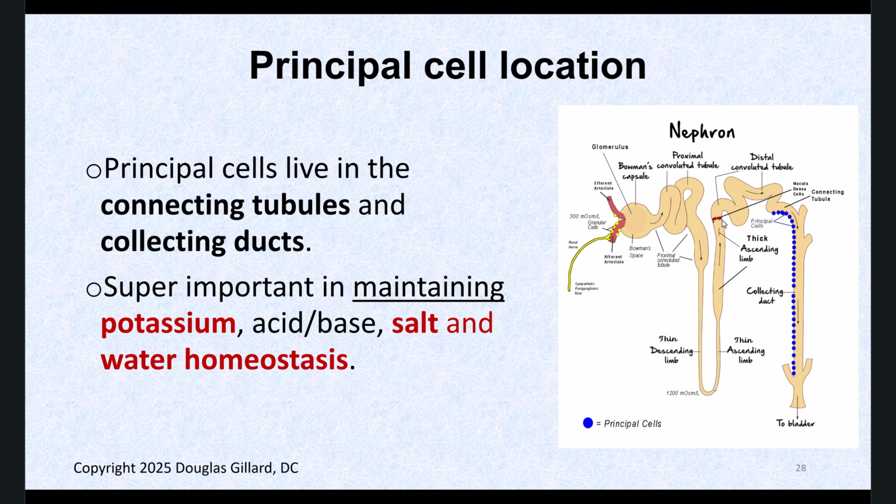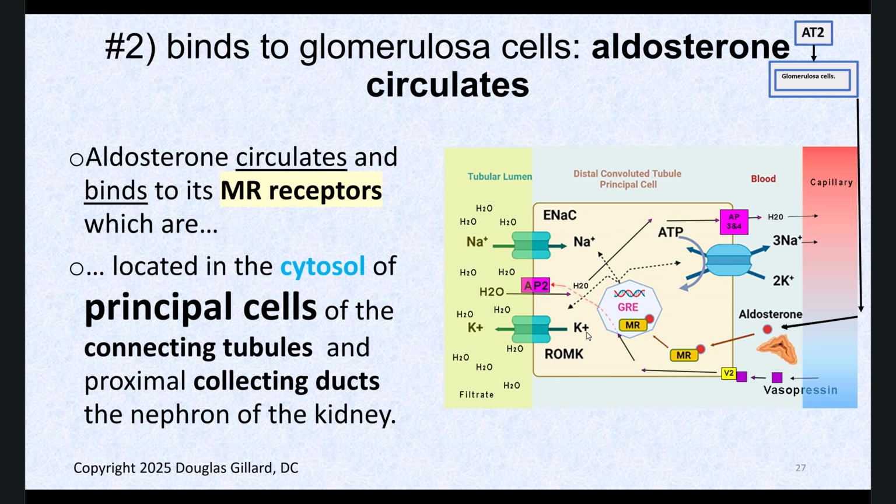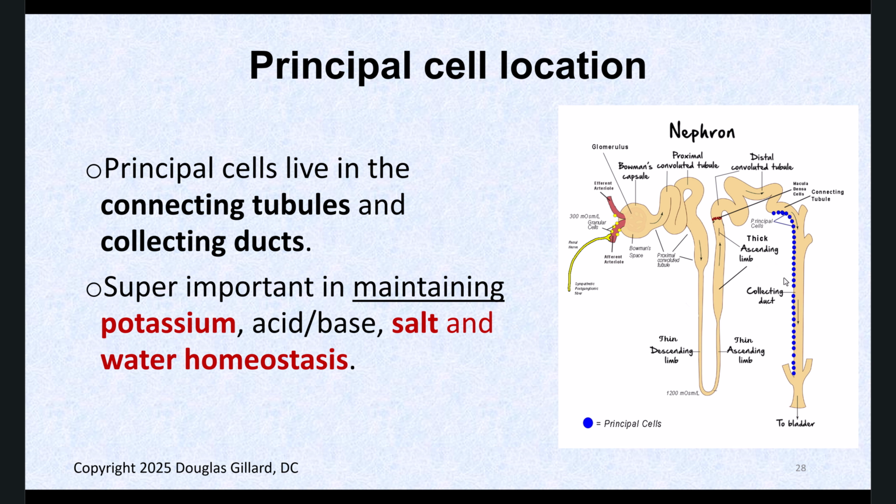Great. Principal cells. So this might be updated from when you had it with me. I used to emphasize the connecting tubules and the proximal, or cortical, part of the collecting duct. Turns out they're in the entire collecting duct. The density is higher in the connecting tubule and the cortical portion of the collecting duct. But nevertheless, there are those principal cells. What do they look like? That's a principal cell right there. It's a little blue dot right here. See how that works? So they live in connecting tubules and collecting ducts, super important for maintaining salt, potassium, acid base.